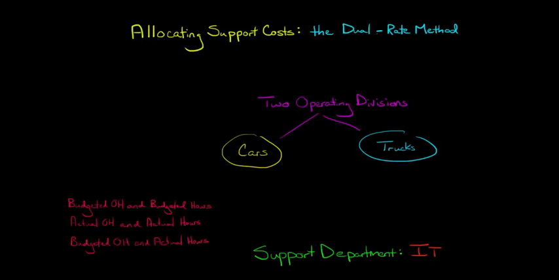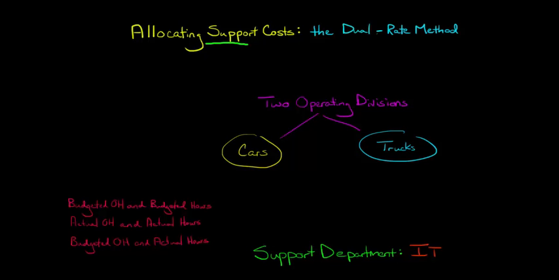In this video, we're going to talk about how to allocate the cost of a support department by using a dual rate method. So let's have an example where we're an auto manufacturer with two operating divisions. We make cars and we make trucks, but we also have an IT department that provides tech support to both the car and the truck division. And we're trying to figure out how to allocate the costs of this IT division to each of these divisions, right? How much goes into the car division, how much goes to the truck division.